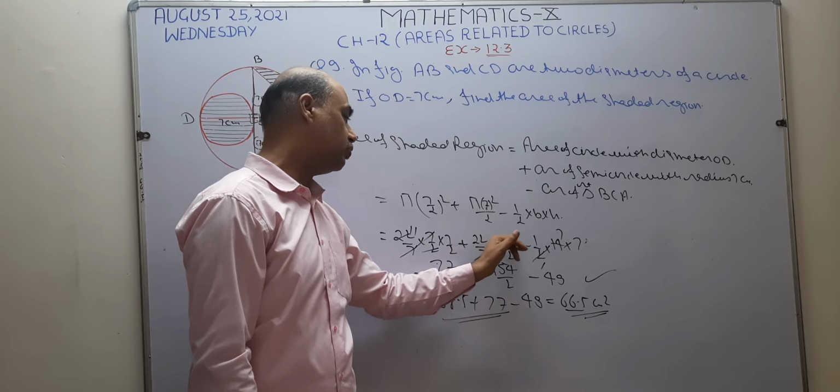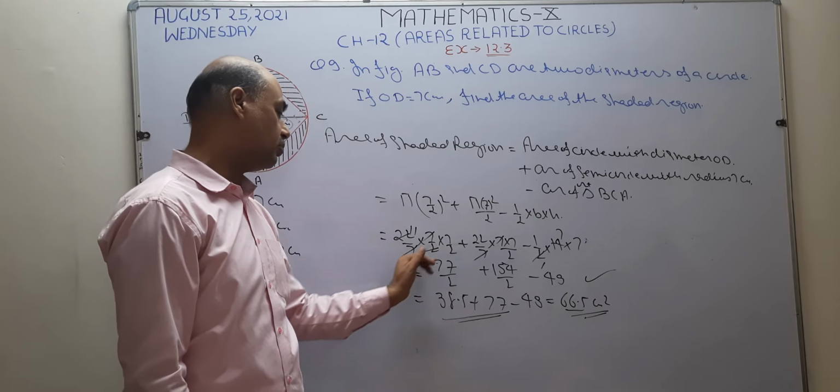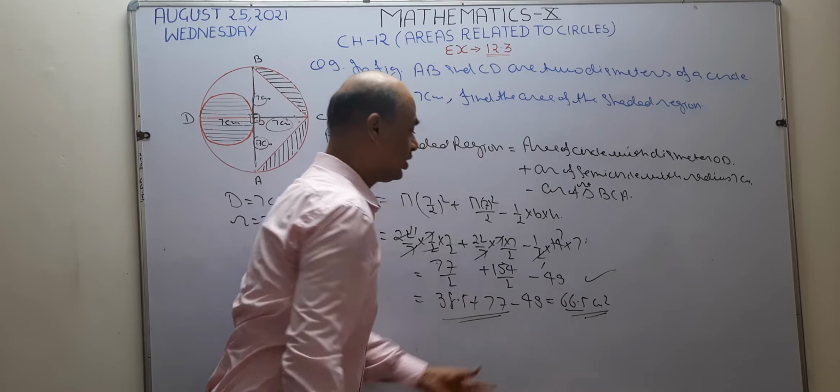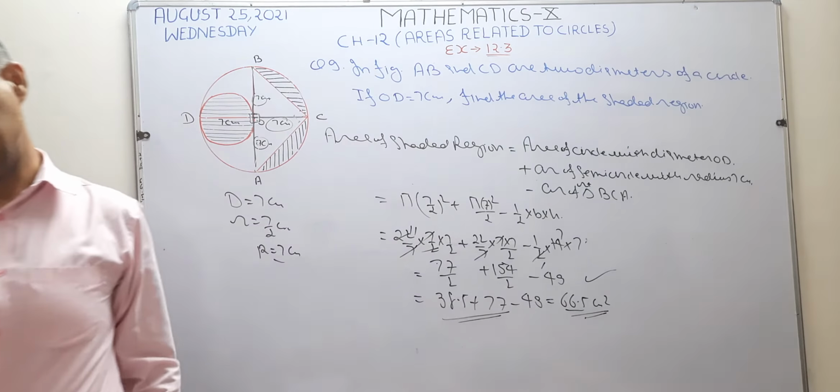So this becomes 7 into 7 upon 2. Now 7/2 square is there. So 7/2 can be written 2 times. After that, simple calculation is there. In this way, you are going to find the area of this shaded region, which is 66.5 centimeter square.